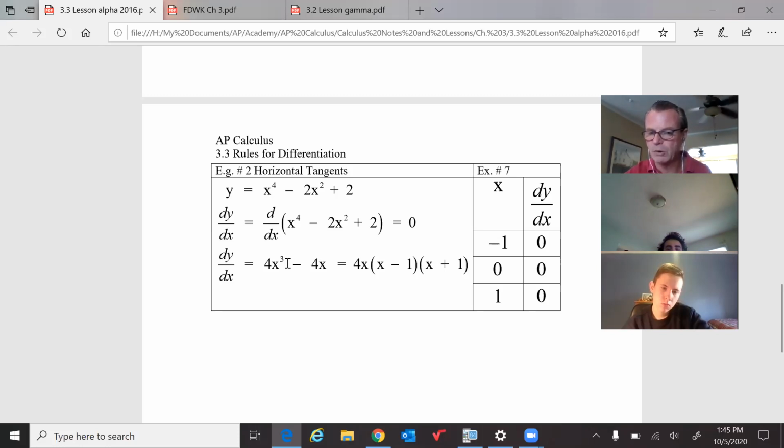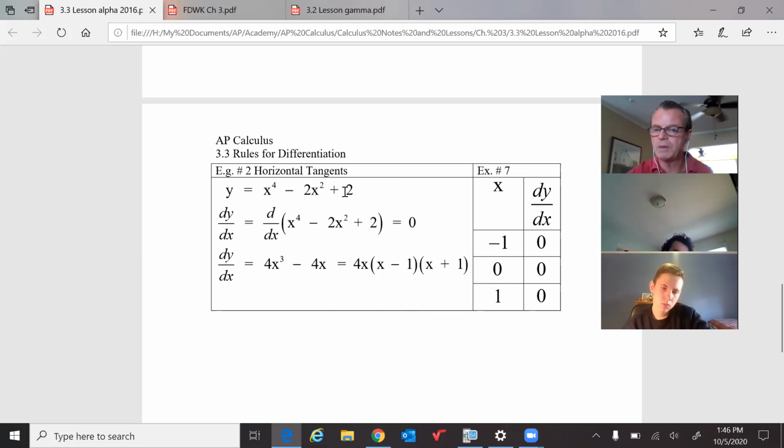So it has 3 zeros. How many of them are real? 3 or 1. In this case, there are 3 values that make the derivative 0: -1, 0, and +1. Now, I left out the middle column of the chart, but the point is, these are the inputs where the parent graph would have a horizontal tangent.